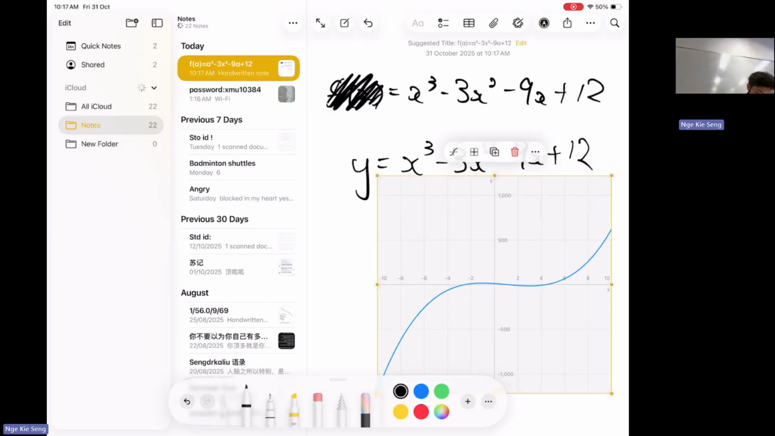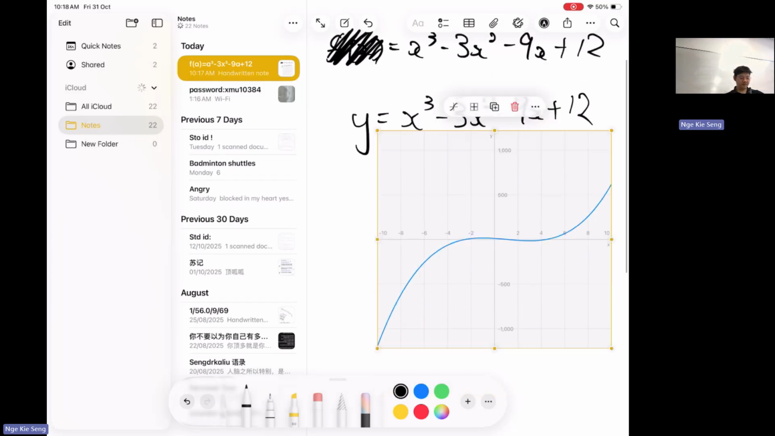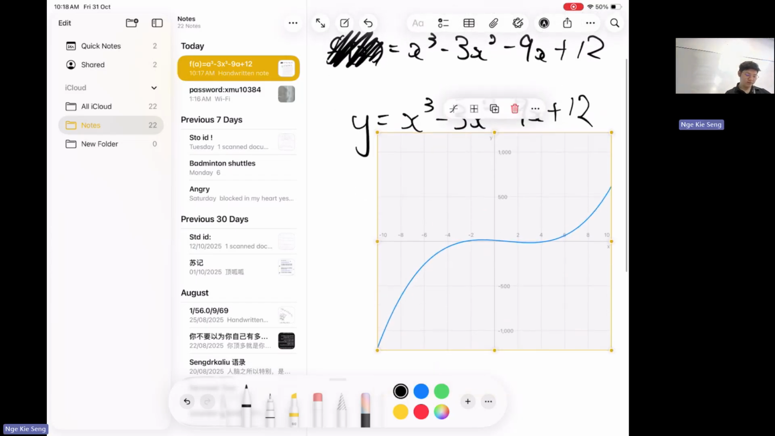Let's make it larger. Can you see our local max and local min here? At x equals -1 and x equals 3.